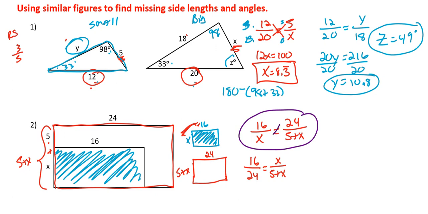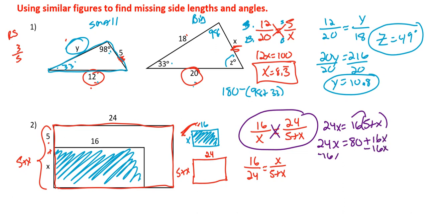So now I'm going to cross multiply. 24x equals 16 times 5 plus x. 24x equals 80 plus 16x. Let's subtract the 16x. 8x equals 80. x equals 10. So x is 10 for this problem.